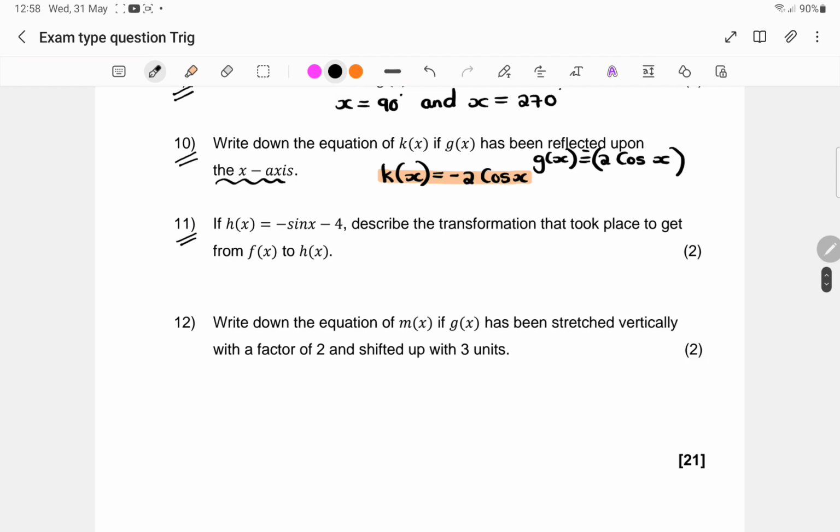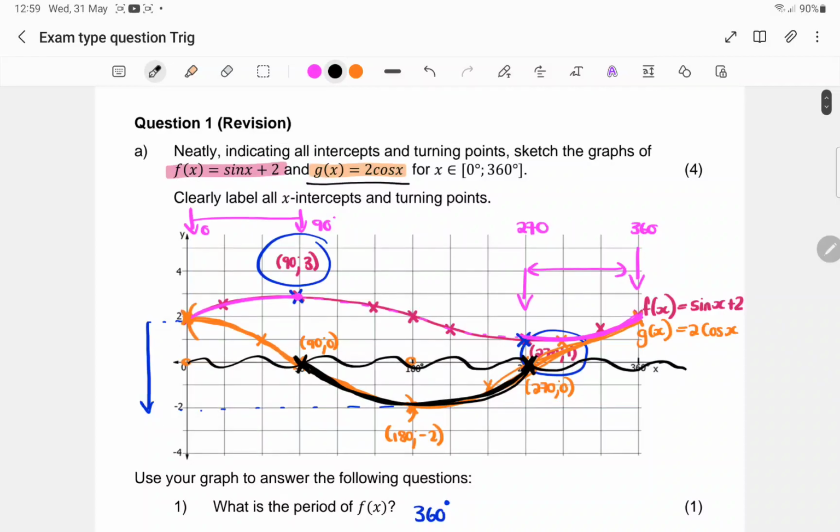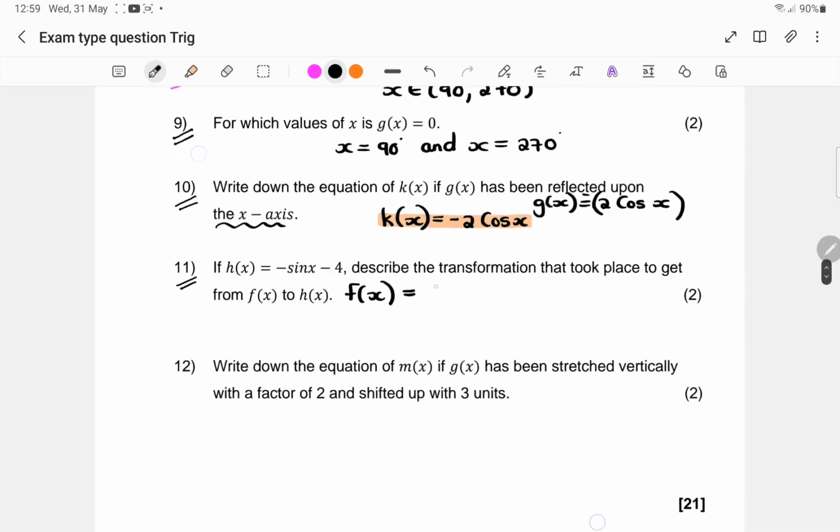Okay, number 11. If h of x is equal to negative sine x minus 4, describe the transformation that took place to get from f of x to h of x. So again, let me go and write down f of x to see what it was given as. F of x is sine x plus 2. Okay, so you can definitely see that there's been a reflection. So if I had to reflect it, it will look like this. F of x is equal to negative sine x plus 2.